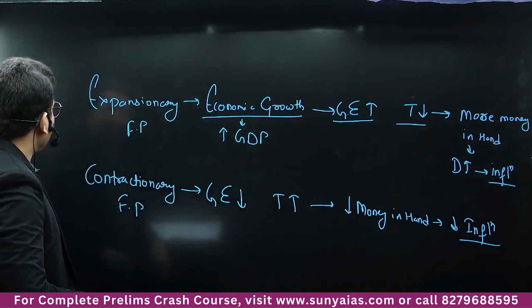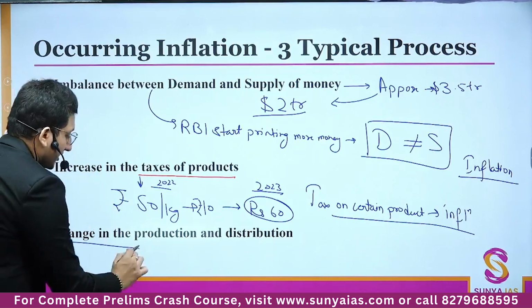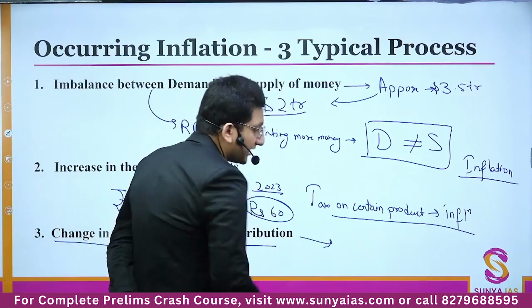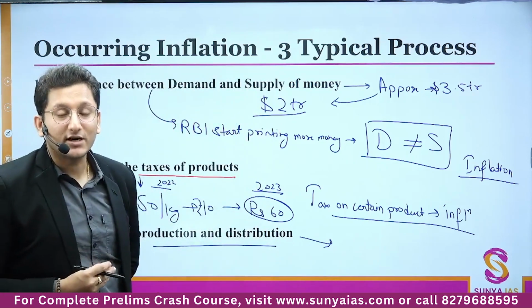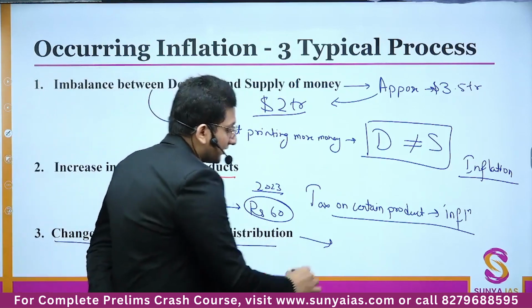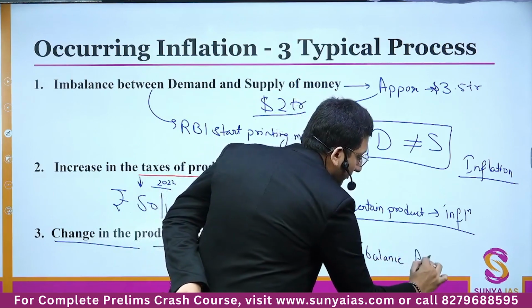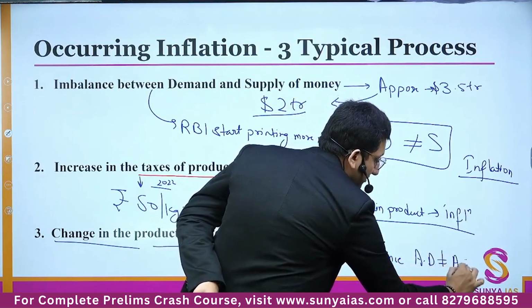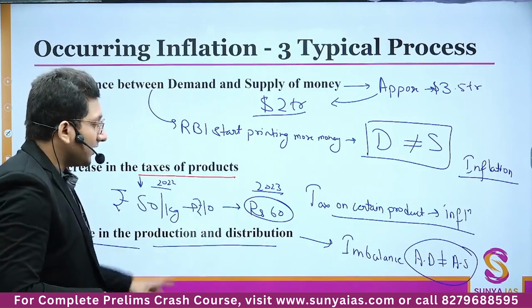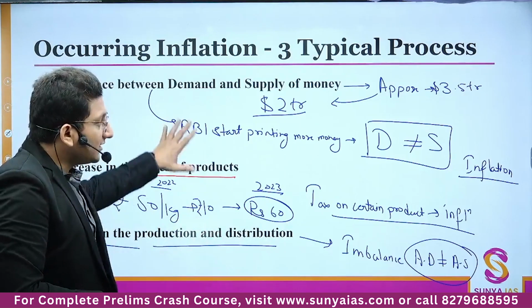Now coming back to it again, the last one is a change in the production and distribution process. When there is any glitch in the production and distribution process, you will see that the supply side feels a very big shock, due to which there is again an imbalance between aggregate demand and aggregate supply. Aggregate supply, yani ki total demand aur total supply mein again ek mismatch hoga, and then you will see that there is inflation in the economy. So these are the three typical processes.